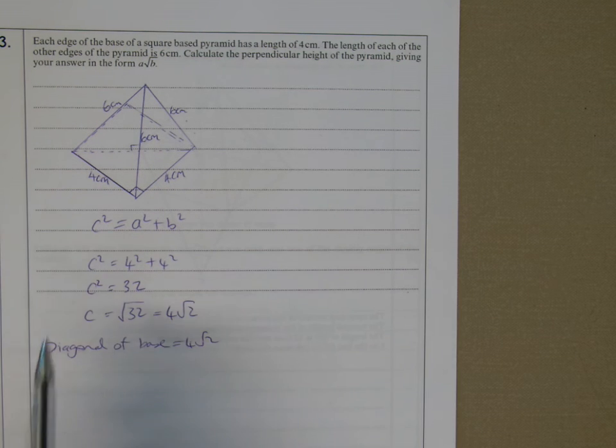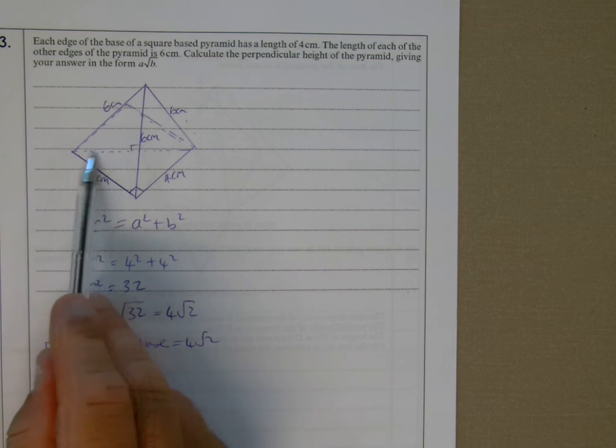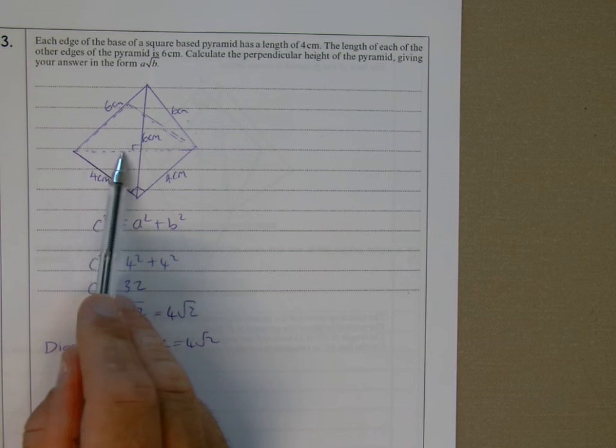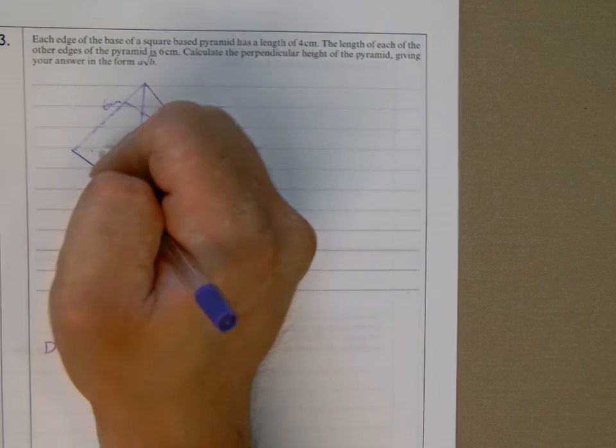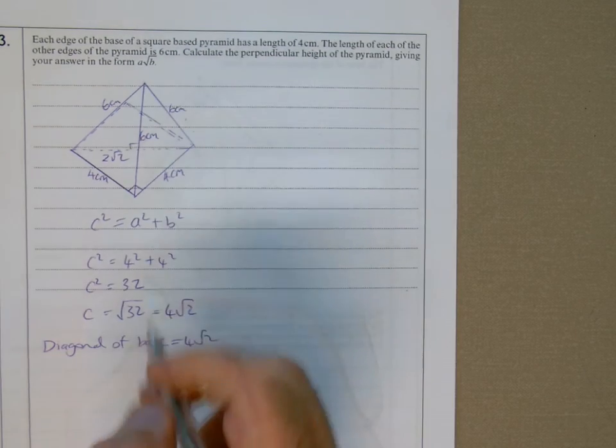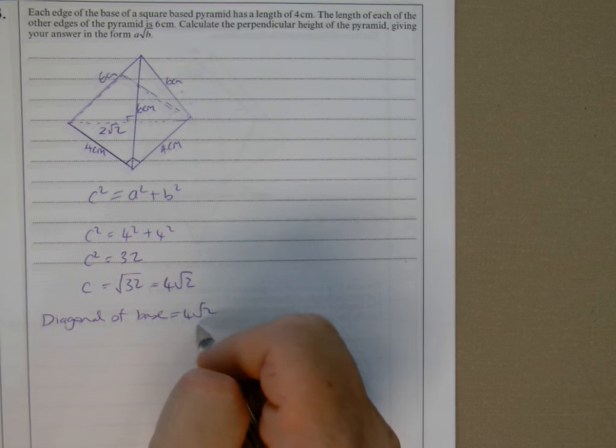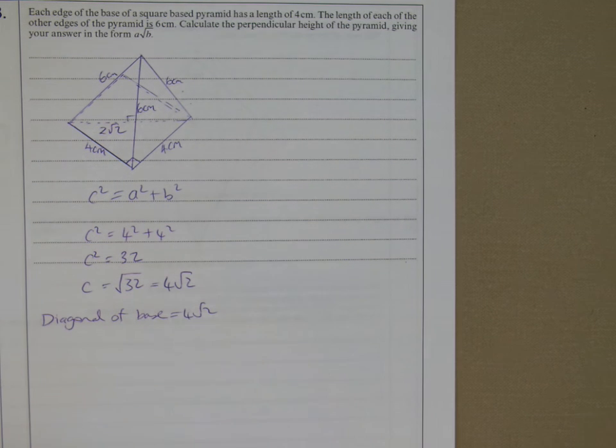Now, if we then think about what we want here, we only want half the diagonal, don't we? We only want half the diagonal. So half the diagonal will be 2 root 2. That makes sense, doesn't it? We just got to halve that to get the half the diagonal.